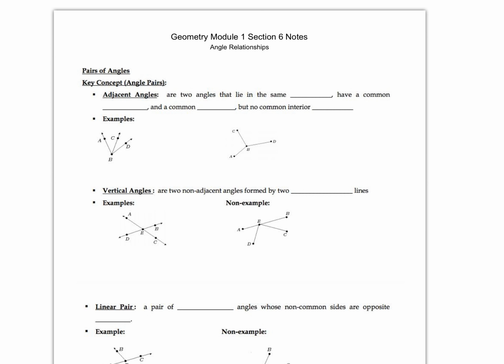All right, guys, we are doing section 1.6 notes on angle relationships. The first part of our notes that we're doing is on angle pairs. The first pair of angles we're going to learn about is adjacent angles.